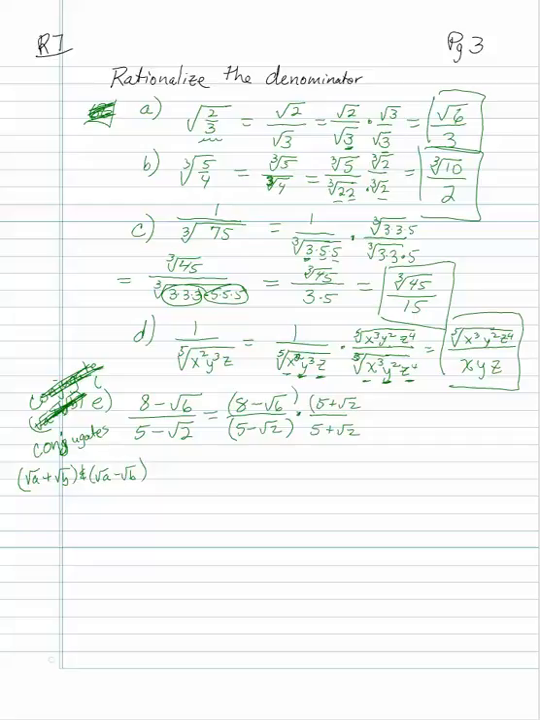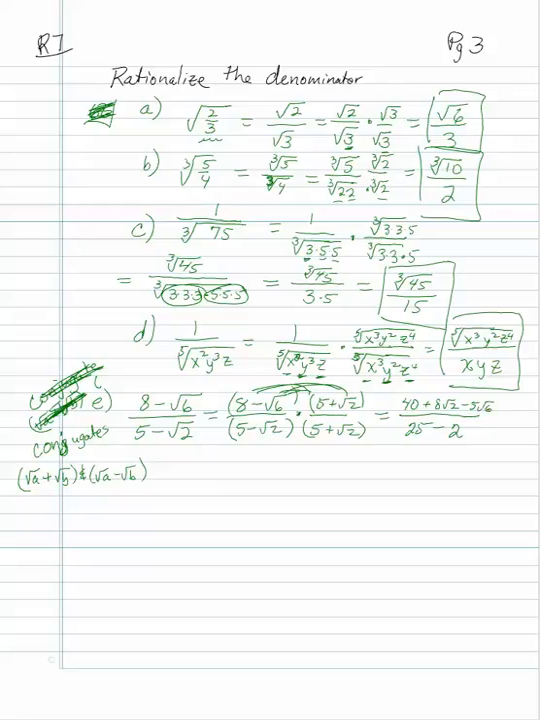Alright, so now we're going to distribute. Okay, let's do the easy one, the bottom. It's going to be 5 squared, which is 25, minus square root of 2 squared, which is 2. The top I got to distribute. So 8 times 5 is 40. 8 times square root of 2. Then I got to distribute the square root of 6. So that's negative 5 square root of 6.